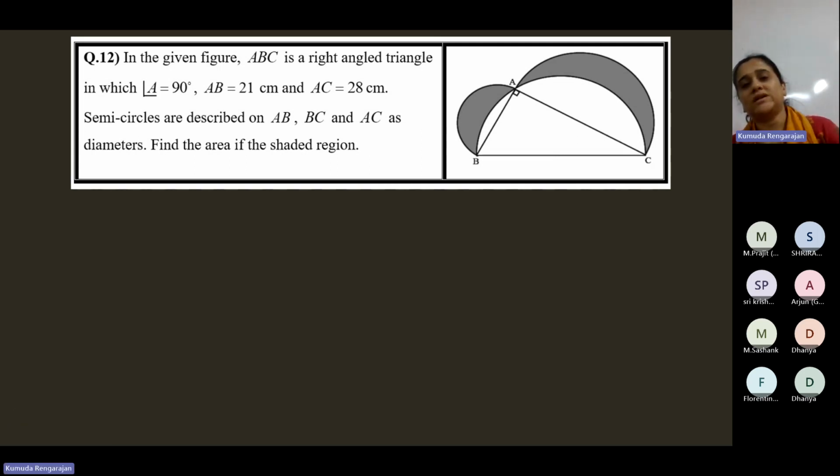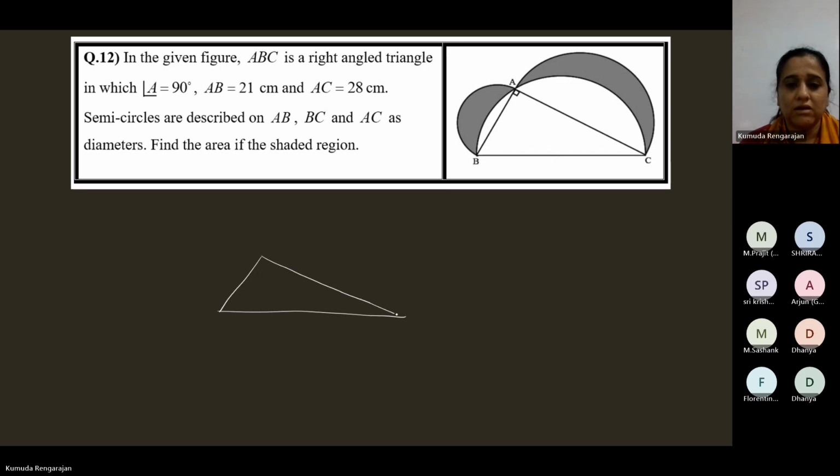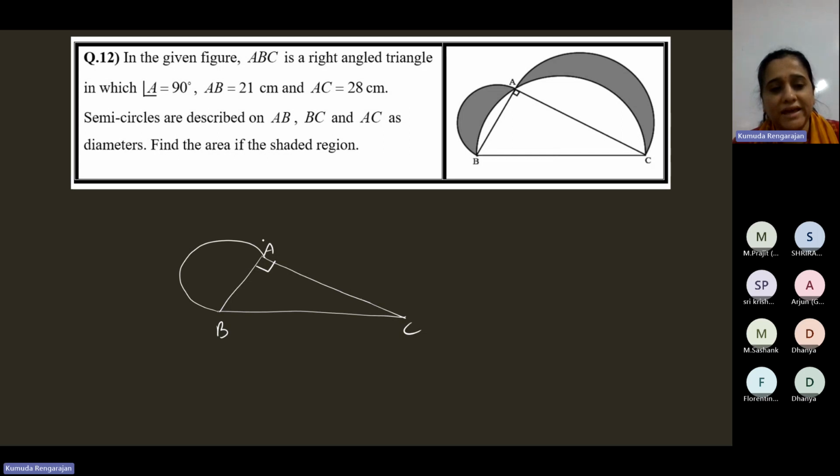So we'll first understand how this figure is made. There is a right triangle. Now this right triangle is ABC. Angle A is 90 degrees. On the side AB, a semicircle is described. On the side AC, another semicircle is described. This is the full figure. This is the boundary of this figure. There is something else in this figure, but that runs in the middle. The boundary of the figure is this one.